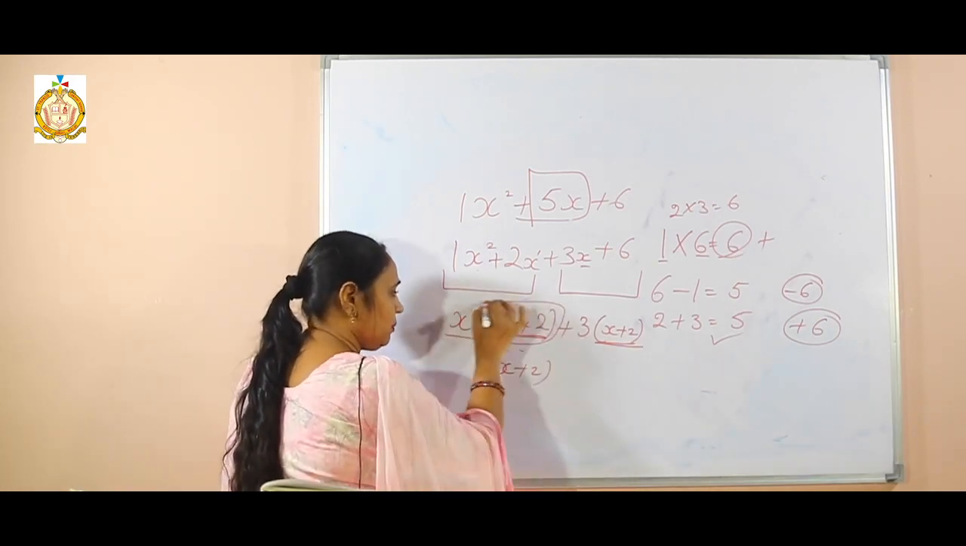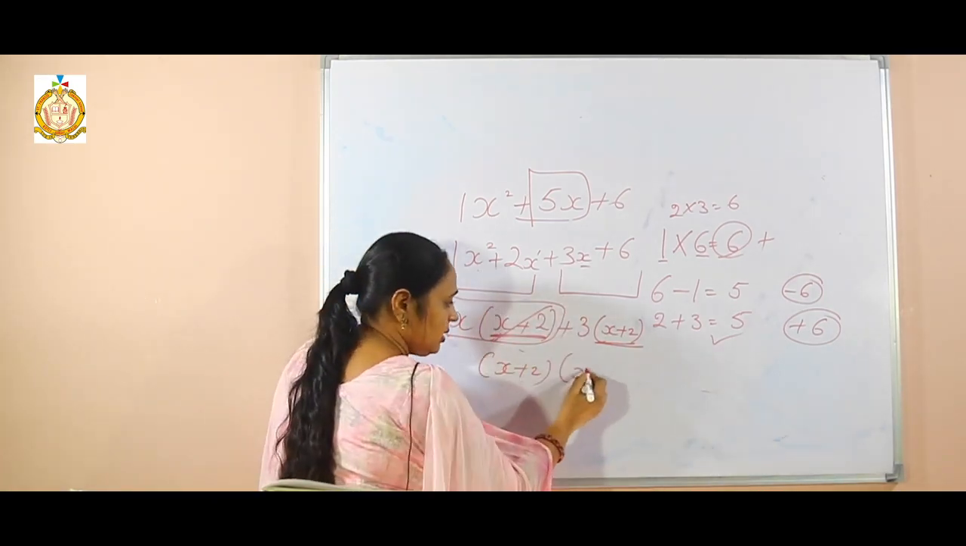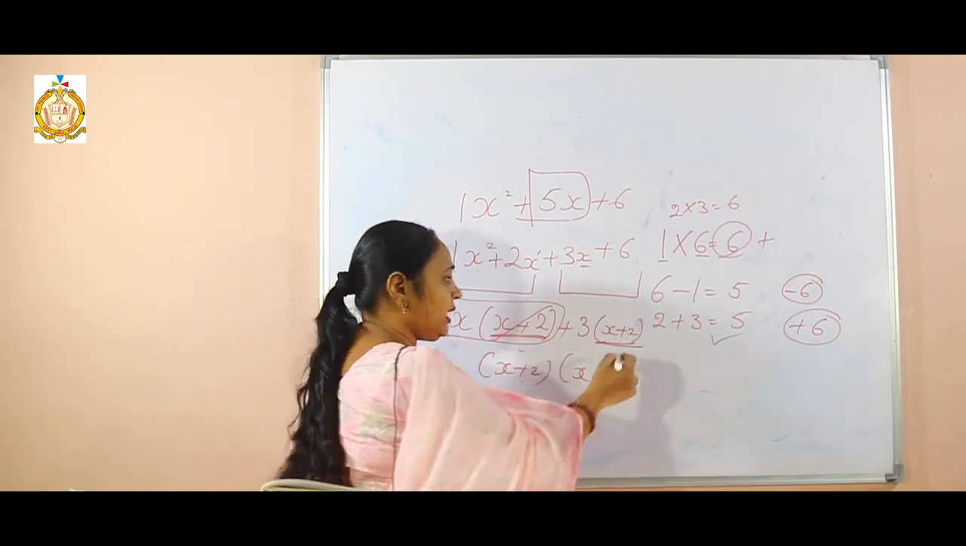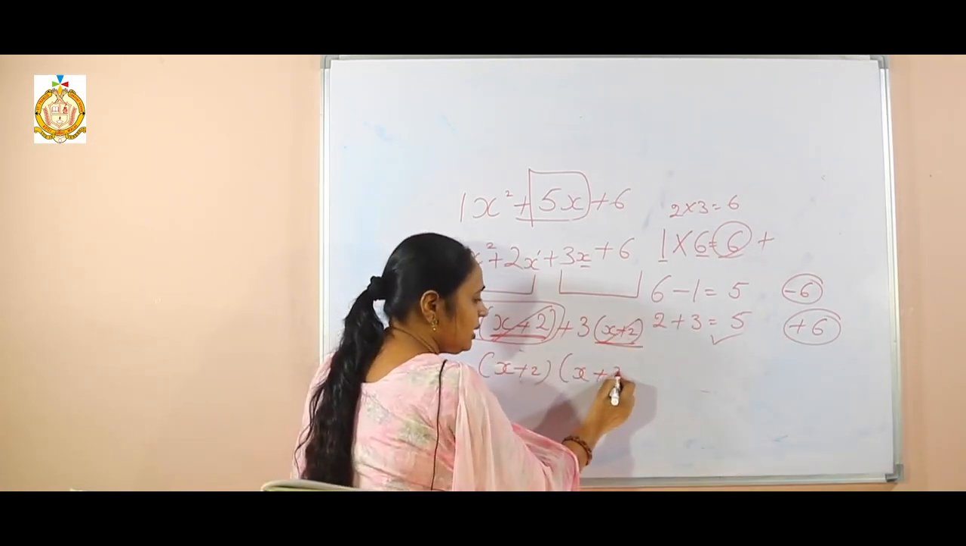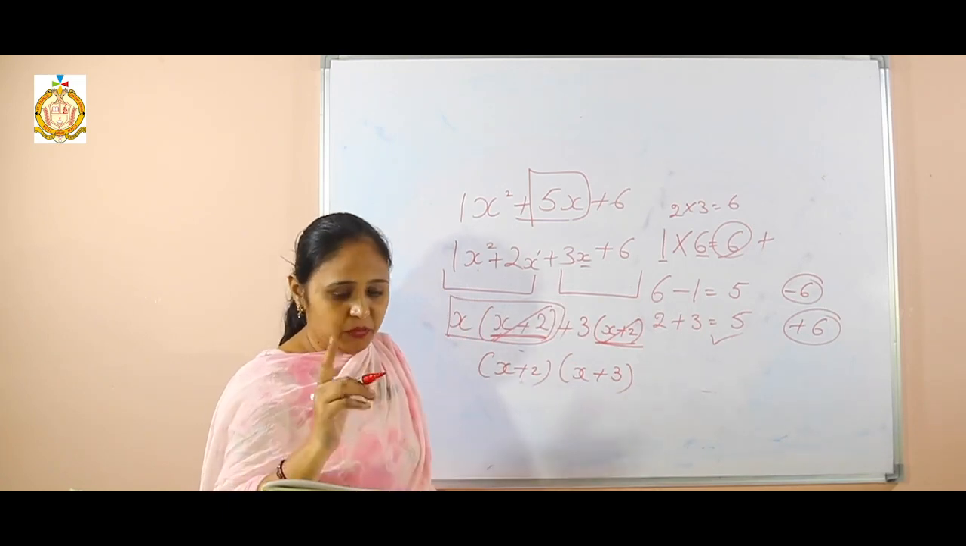Now in this term, I take this one. What is left? Only x. From this term also I take this one. What is left? That is plus 3. This is the method of splitting the middle term. One more I will explain.